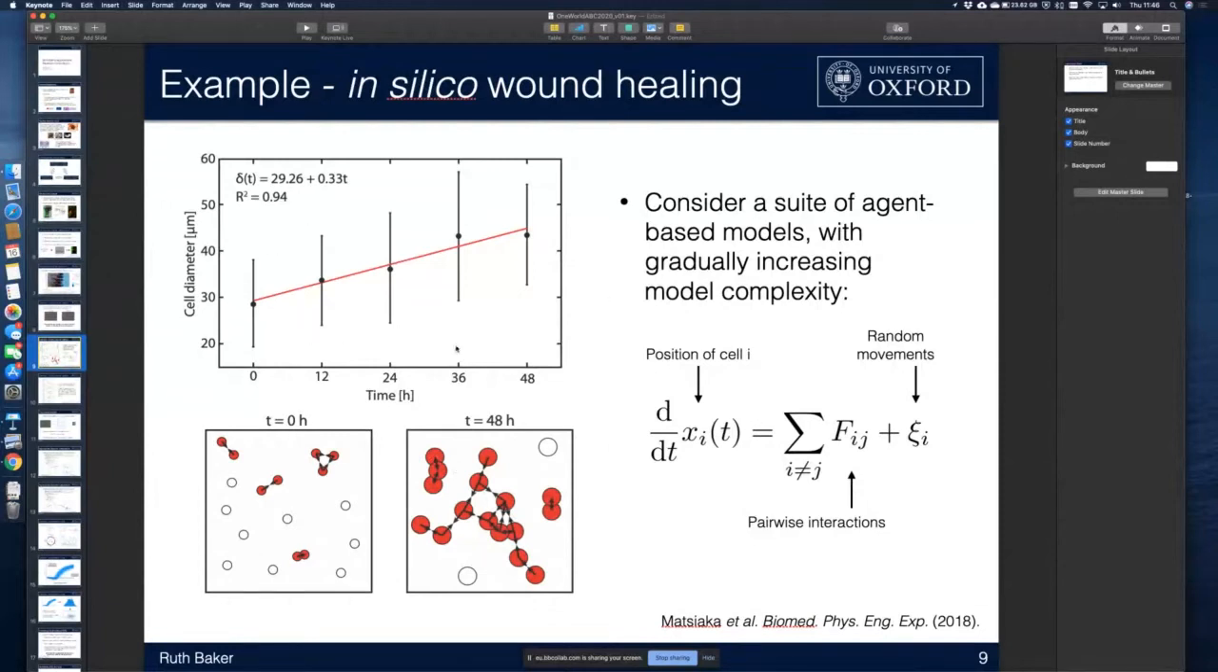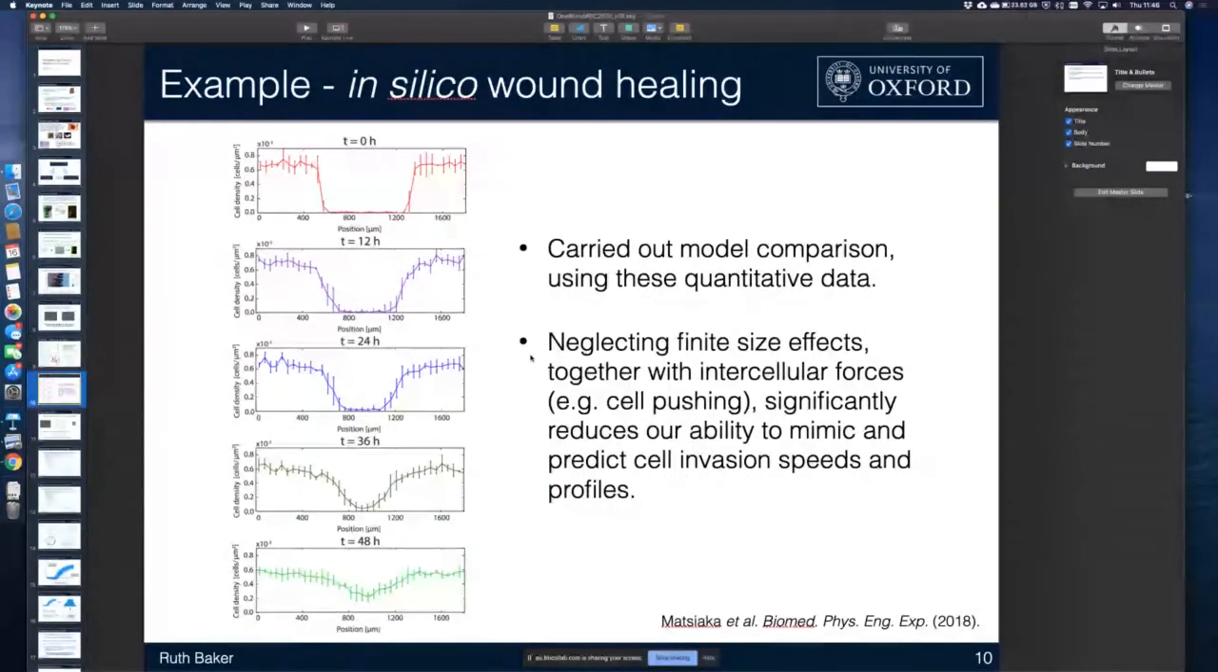And you can also then go a bit more complex, where you include the dynamics of the cell size over time. So what we showed in this work was that if you take that suite of models and do a quantitative comparison to the data that you get from the experiments, so on the left-hand side, if you neglect the finite size of cells together with intercellular forces, you're going to significantly reduce the ability of the model to mimic and predict cell invasion speeds and profiles.